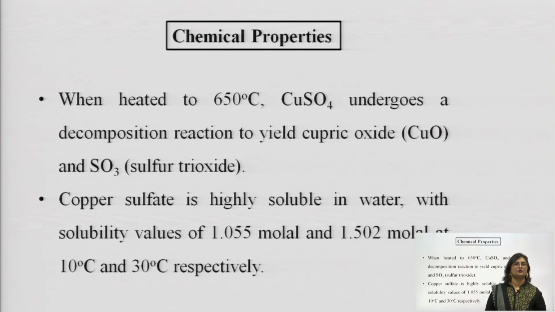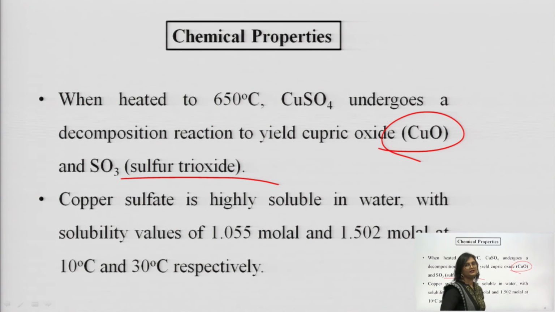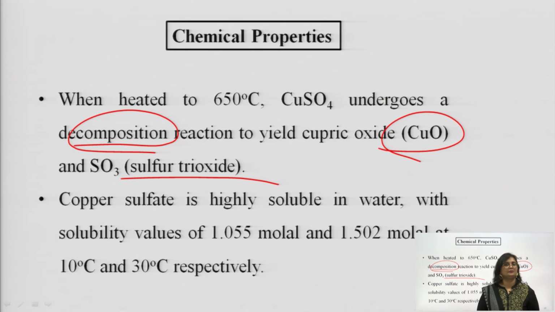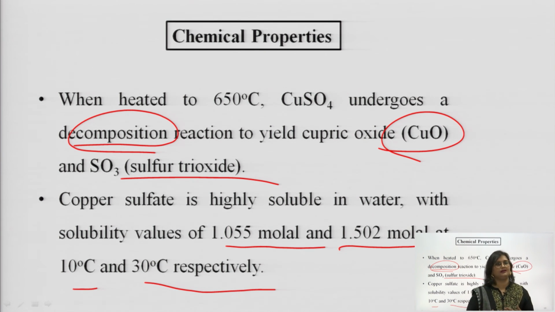Other chemical properties which we could discuss: when heated to a high temperature, copper sulphate undergoes a decomposition reaction to yield cupric oxide and sulfur trioxide. Copper sulphate is highly soluble in water. The solubility varies from 1.055 molal to 1.502 molal at 10 and 30 degrees Celsius respectively, so the solubility values differ with increasing temperature.